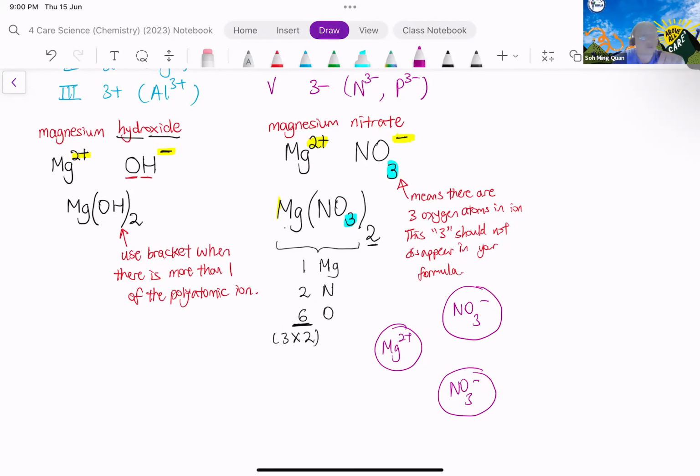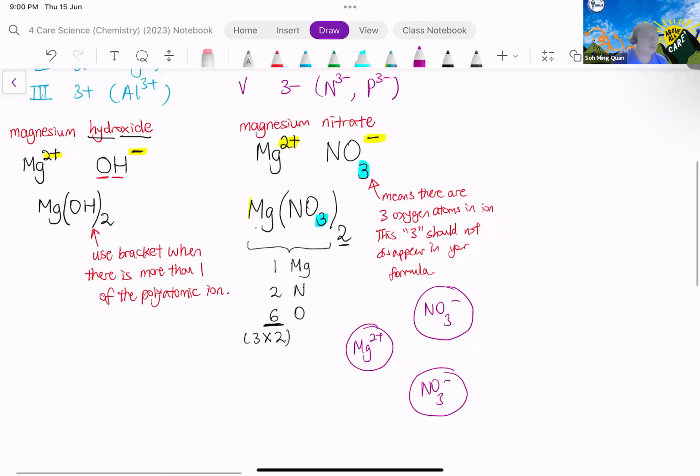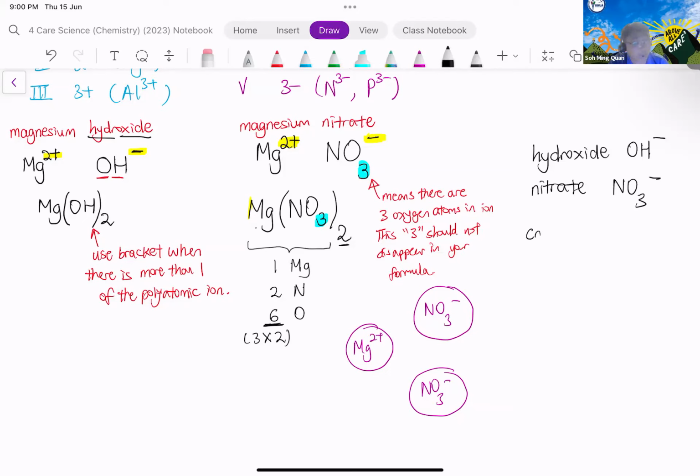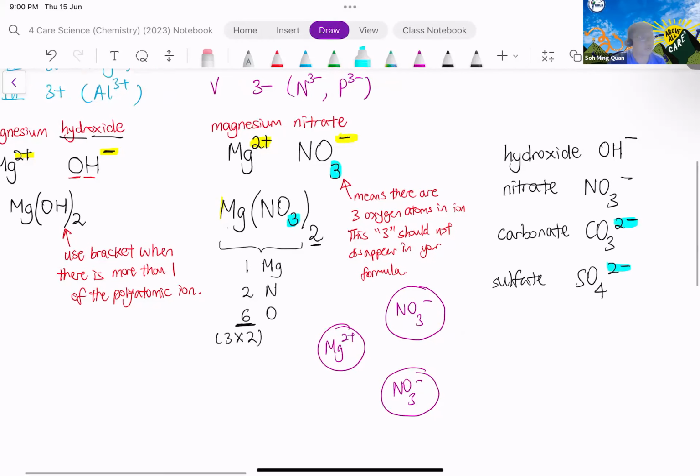So this is basically how you write formula. Now, which ions do you have to memorize? So I shall give you the list now. Hydroxide must be memorized, OH minus. Nitrate, NO3 minus. Carbonate, CO3 2 minus. Sulfate, SO4 2 minus. Okay, so the charges are important. Please learn. All right. So these are the negative ions.